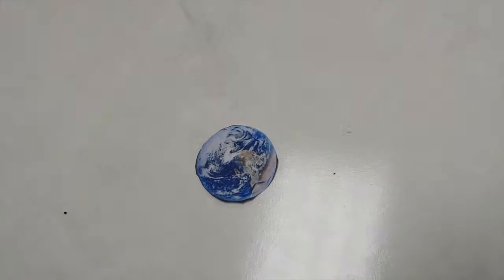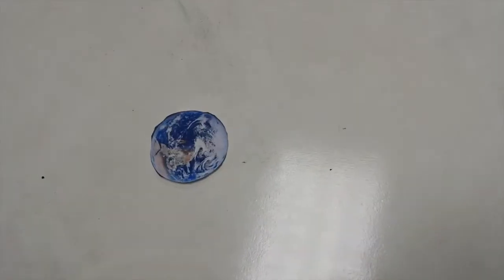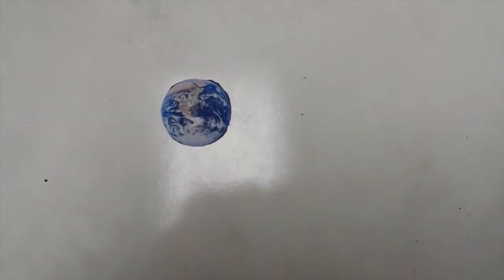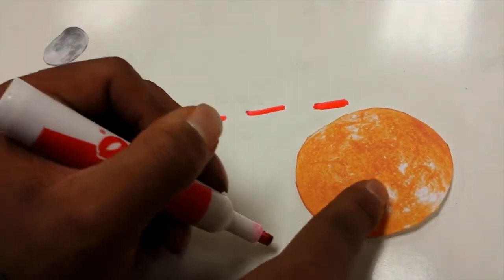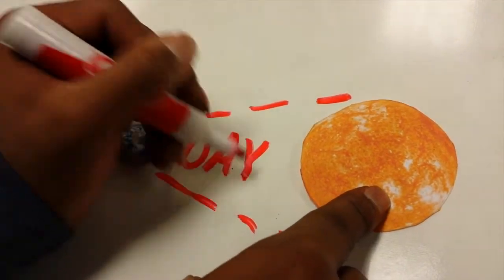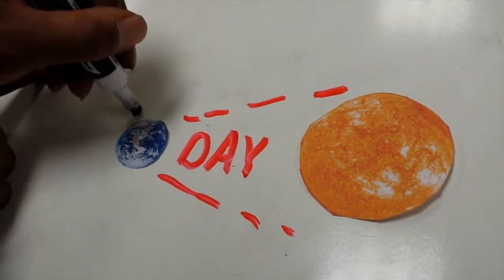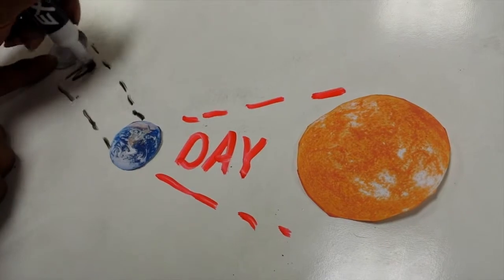So here we have the Earth rotating. It doesn't exactly rotate like this, but we didn't have a 3D model. So now, as you can see, the side facing the sun is day, and the side facing away is night.